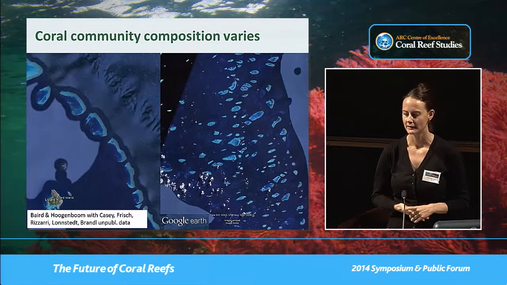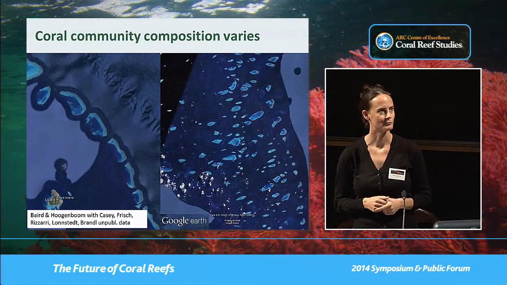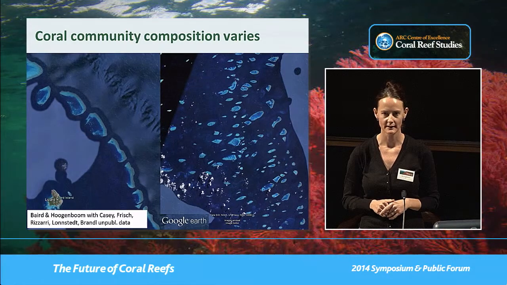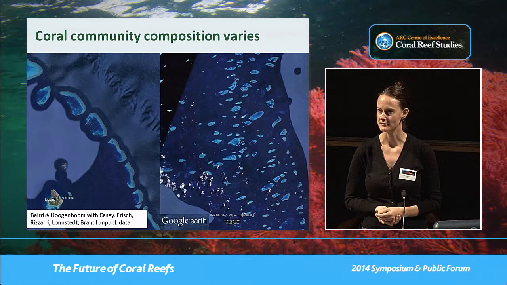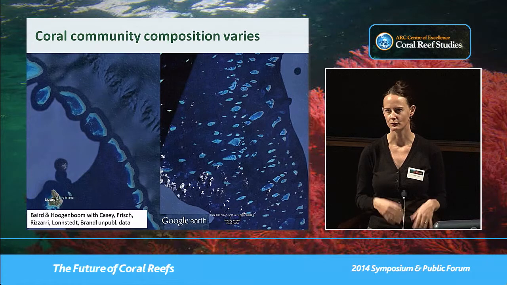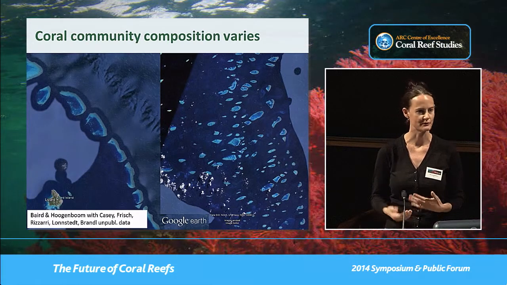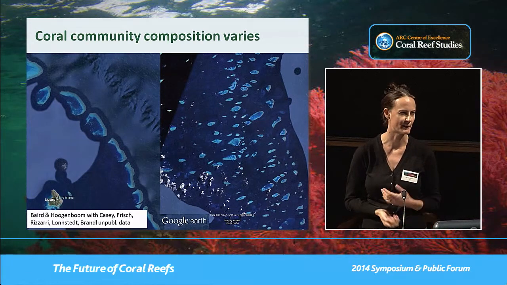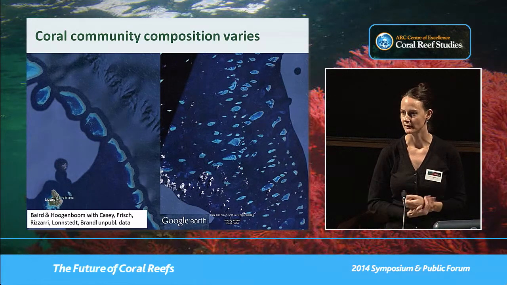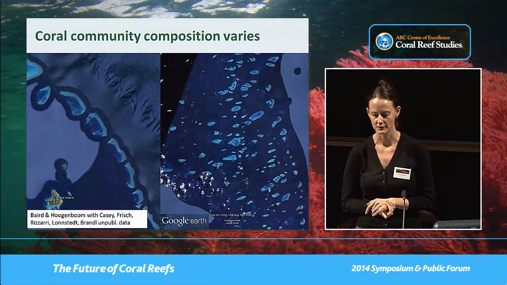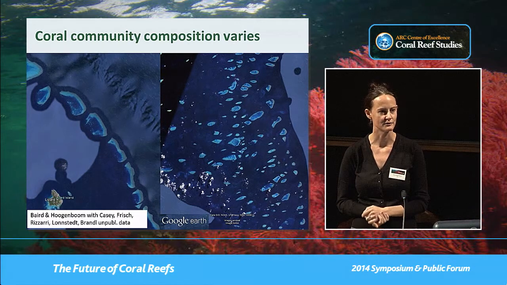So what you're looking at here is a Google Earth image of some reefs on the outer barrier off Lizard Island, and also the Swains Reefs down in the southern part of the Great Barrier Reef. And I'm using examples from these locations to highlight the fact that coral community composition, so the species composition of reefs, varies systematically along these kinds of gradients. So this is part of a much larger study led by Ashley Frisch, also with 2 PhD students from our centre, Jordan Casey and Justin Rizzari.